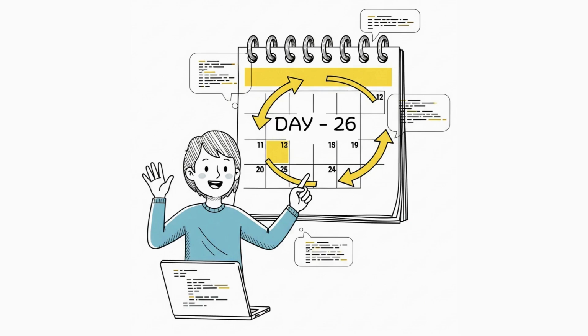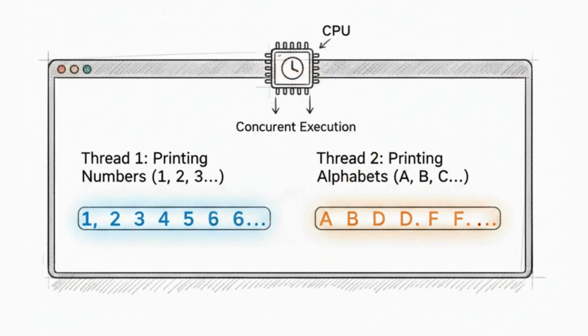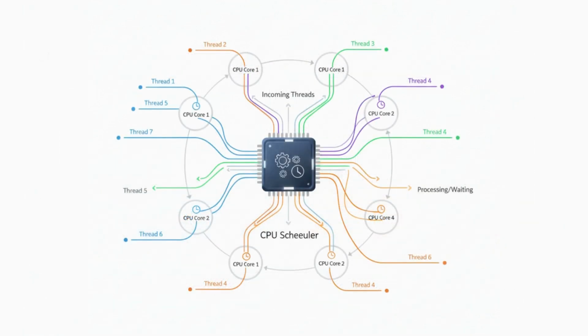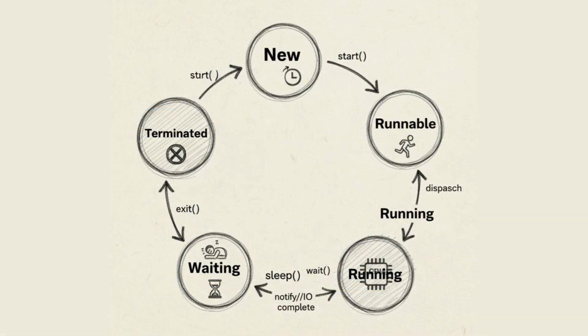Welcome back. Imagine you have multiple threads running at the same time, like one thread printing numbers and another printing alphabets. They both fight for CPU time, right? Now, just like real life, threads don't live forever. They are born, run around, sometimes pause, and finally die. This journey is called the thread life cycle.